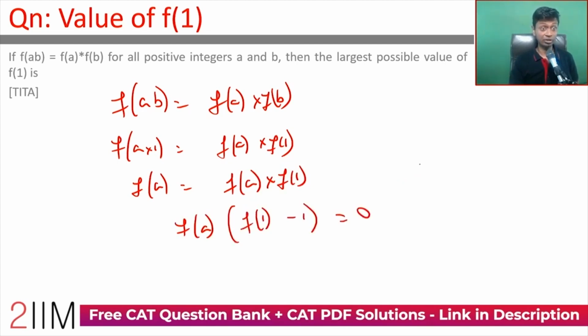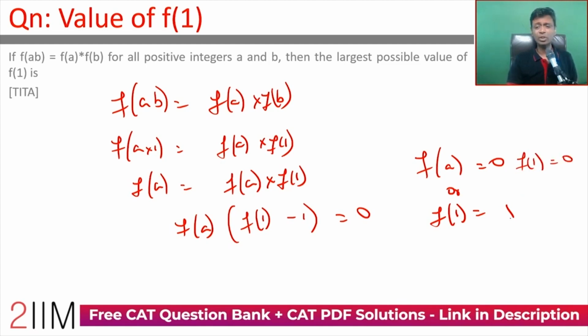There are two possibilities here. Remember this. Either F of A is 0 or F of 1 is 1. Either this could be a constant function where F of all values is 0. Then F of A into B will be equal to F of A into F of B, in which case F of 1 will also be 0. Or F of 1 is 1, in which case there are different values possible, but F of 1 is 1. That much we know. The largest possible value of F of 1 is 1.